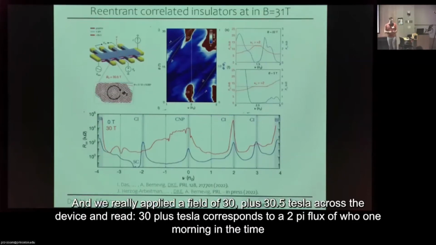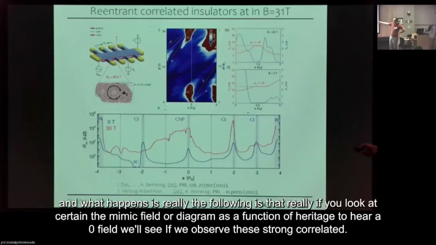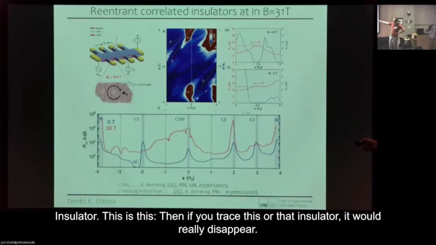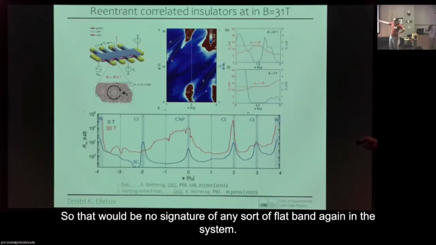And what happens is the following: if you look at the magnetic field diagram as a function of carrier density, here at zero field and close to zero field, we observe this strong correlated insulator. This is this red region. Then if we trace this correlated insulator, it would really disappear.